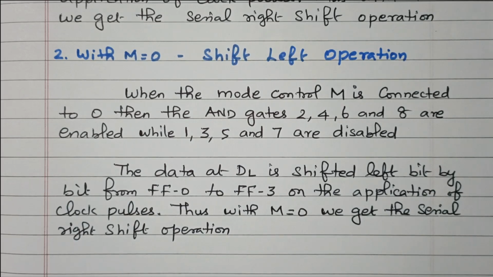So in this video, we discussed the shift register, the universal shift register. Based on the mode control, we can shift bidirectionally. We discussed the bidirectional shift register, shifting right side or left side, which is decided by the mode control. If mode M equal to 1, shift right operation, M equal to 0, shift left operation.